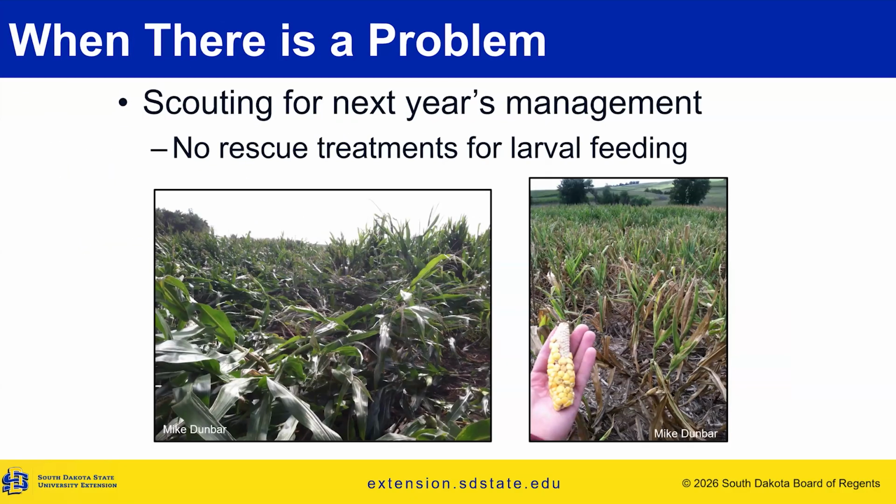And so, as I mentioned, this is what a rating of 3 looks like. This is our in-field during the season pictures for really serious injury from the corn rootworm.